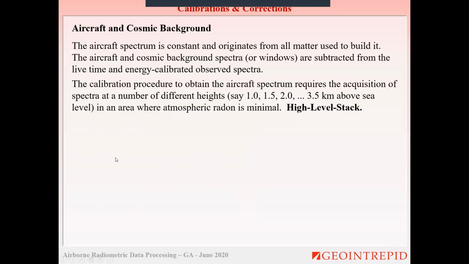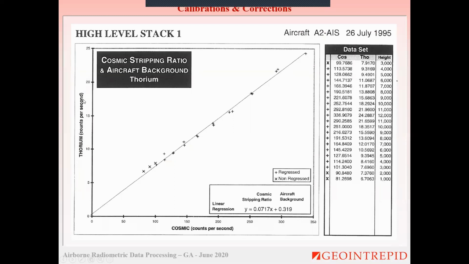So what you get, if you plot the window counts, this here is thorium, but it could be any channel or any other window, against the cosmic counts, then we get the cosmic stripping ratios out of the slope from the linear regression, and we get the aircraft background as the intercept. Here on the right-hand side, you see the heights that were flown, in feet. The bottom one is 1,000 feet, so 300 meters. It goes up to 12,000 feet, that's 3,000 meters, above which the pilots need to have oxygen, so they usually stop at 12,000 feet, or 3,000 meters height. So again, it's a simple linear regression, and we get our correction factors out, and you can do that for each channel or window.